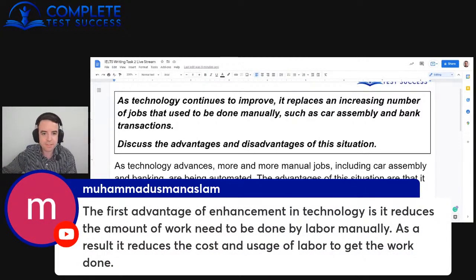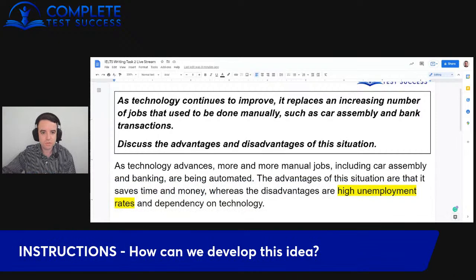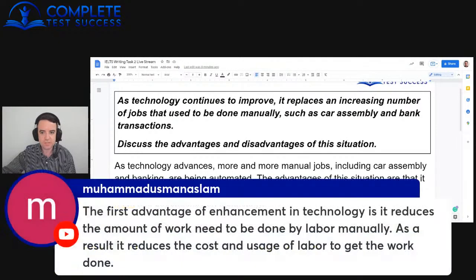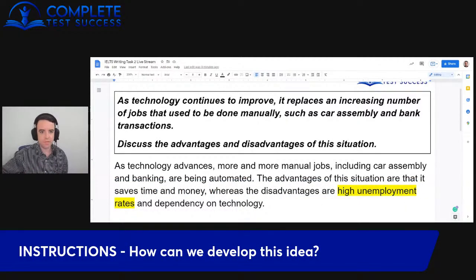The first advantage of enhancement of technology is it reduces the amount of work needed to be done by labor manually. As a result, it reduces the cost and usage of labor. No. What main idea is this? It reduces the amount of work. So what's our main idea? It saves time. So you need to state the main idea that you're talking about in the first sentence and then develop it.